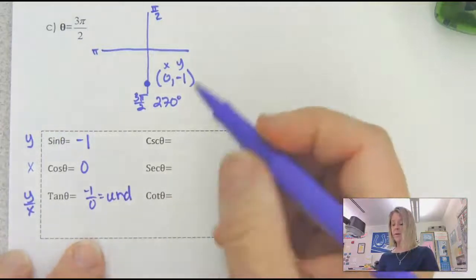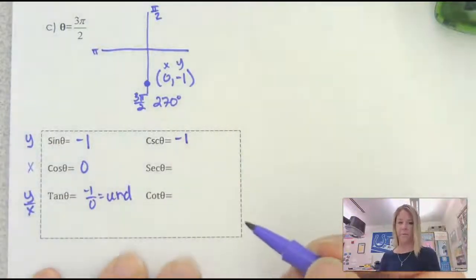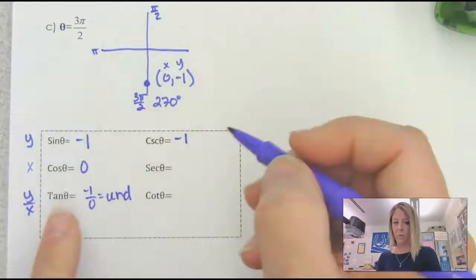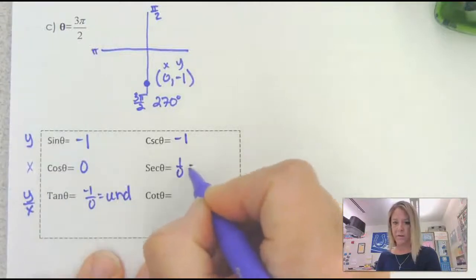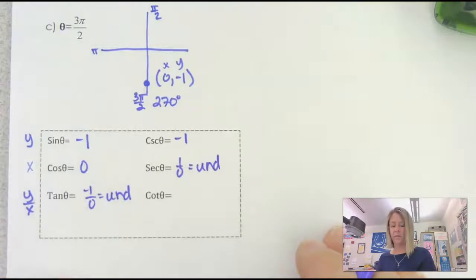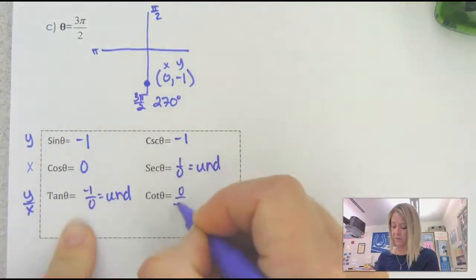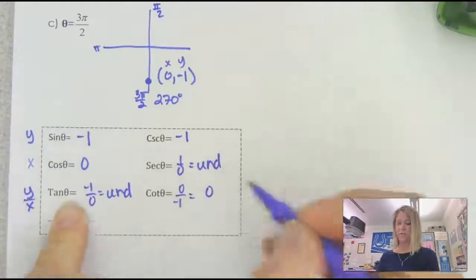Now we're just going to find all these reciprocals. If you flip -1 over 1, it's still just -1. If you flip 0 over 1, that becomes 1 over 0, and that's undefined. You guys don't have to write this; you can jump right to undefined. If you flip something that's undefined, 1 over 0, you get 0 over -1, which is just 0.